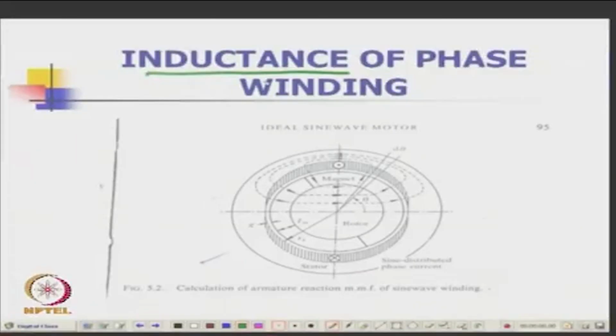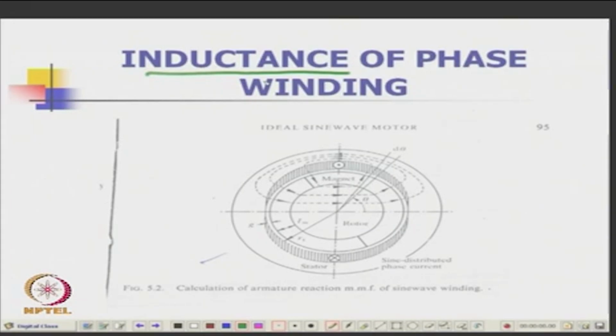I am just trying to give a physical picture. Any doubt on this, or are you confused? Clear? You are clear that I have a 3 phase winding, I pass a 3 phase current, it will produce a rotating magnetic field, and that field induces a voltage in each of the phases. That voltage divided by that current gives you the reactance per phase, and that reactance divided by omega is the inductance. And there are people who will calculate it in a slightly different way.